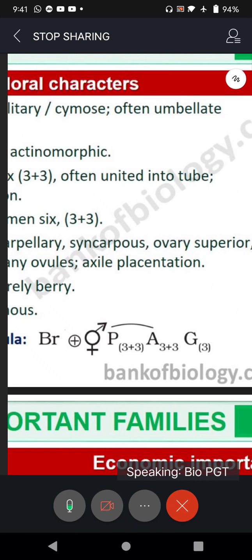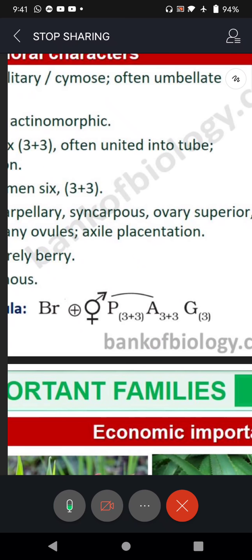P means, just now I said, perianth, a combination of petals plus sepals. Tepals, I said. And how many? 3 plus 3: 3 sepals, 3 petals. Of course, you name them tepals. So they are arranged in 2 rows with 3 plus 3. That's why you put 3 plus 3, and we put a bracket, which means they are united, they are fused.